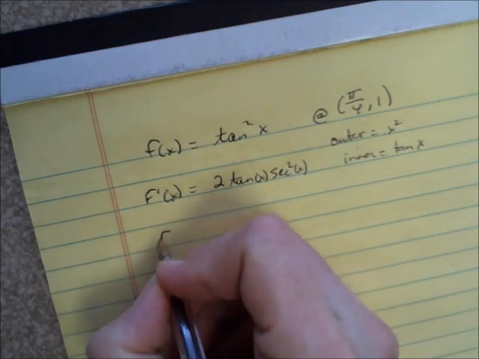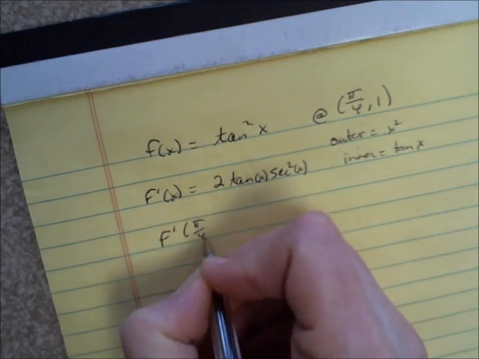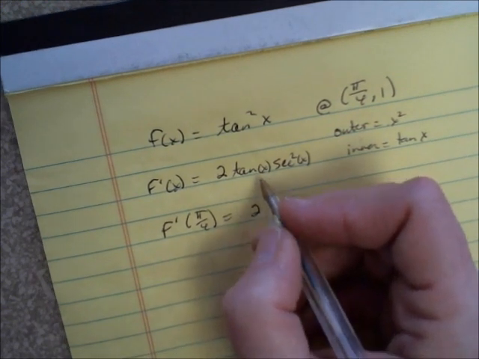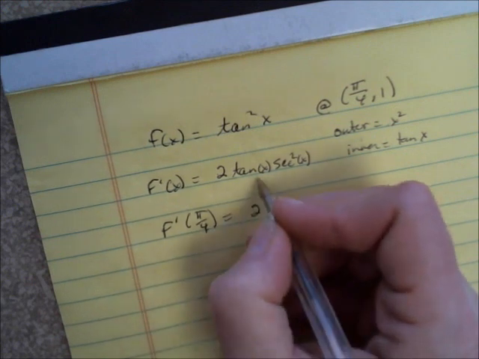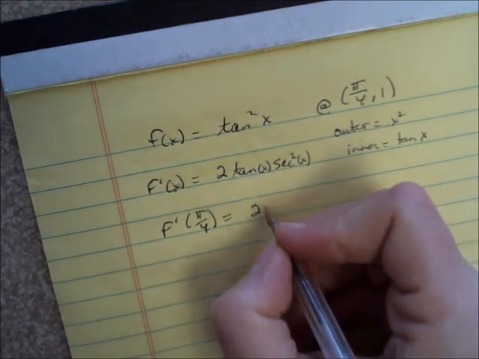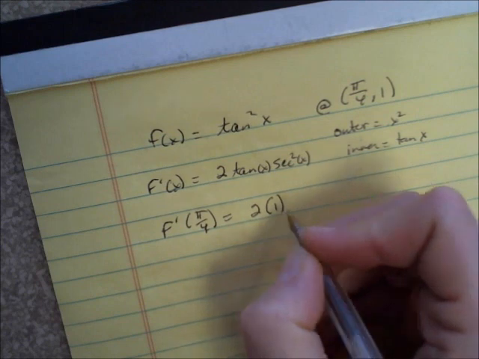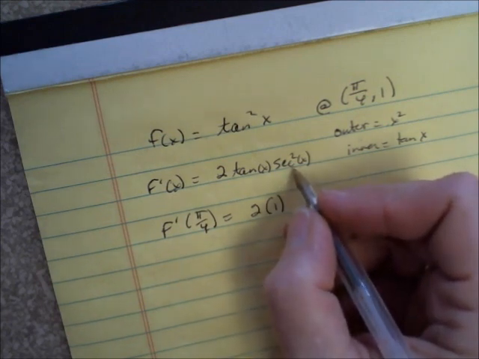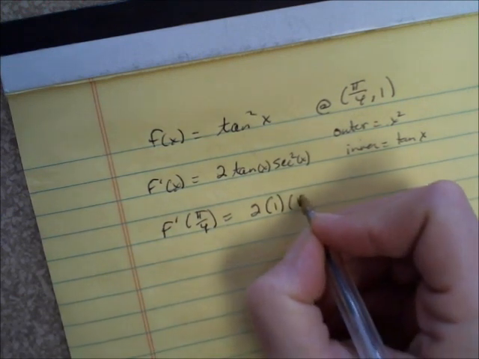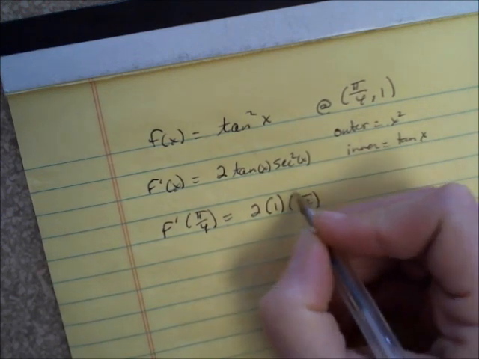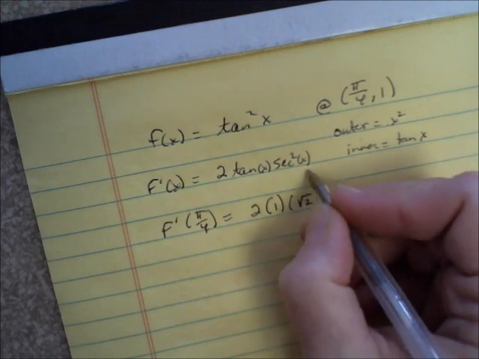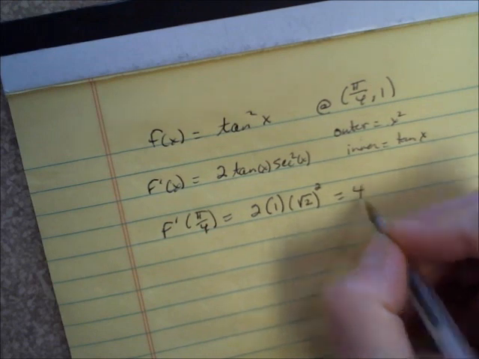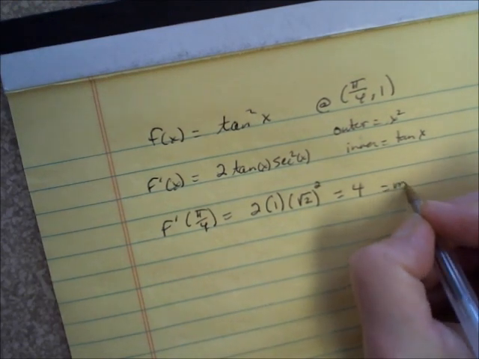And now I'm going to find f prime of pi over 4. So that would be 2 times the tangent of pi over 4. Well, pi over 4 is 45 degrees, and the tangent of 45 is 1. So that's 2 times 1. The secant of pi over 4 is the square root of 2. But you have to square that because it's the secant squared. So what we have is 2 times 1 times 2, which is 4. So there's the slope.